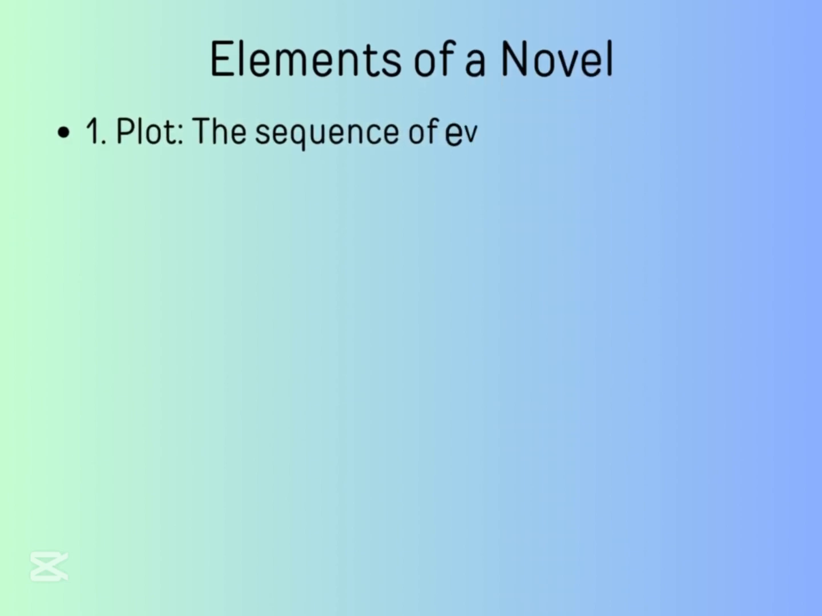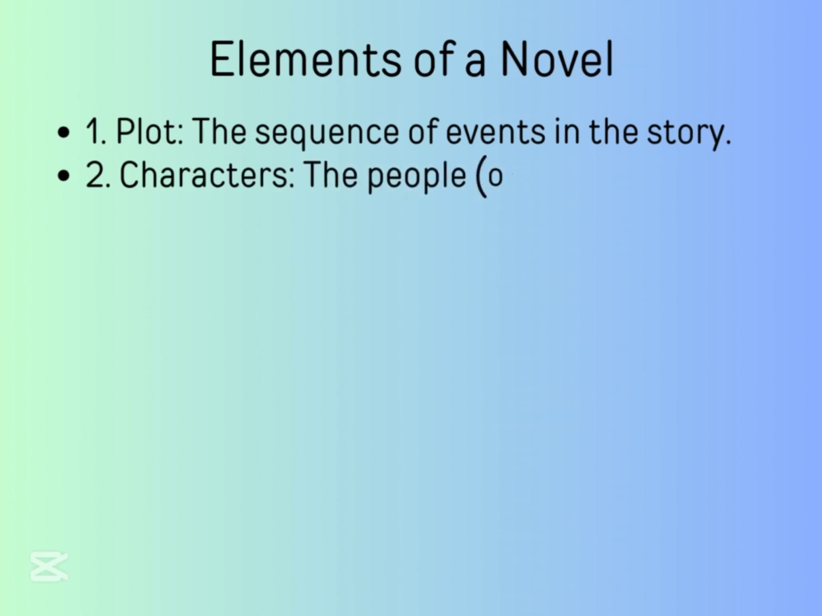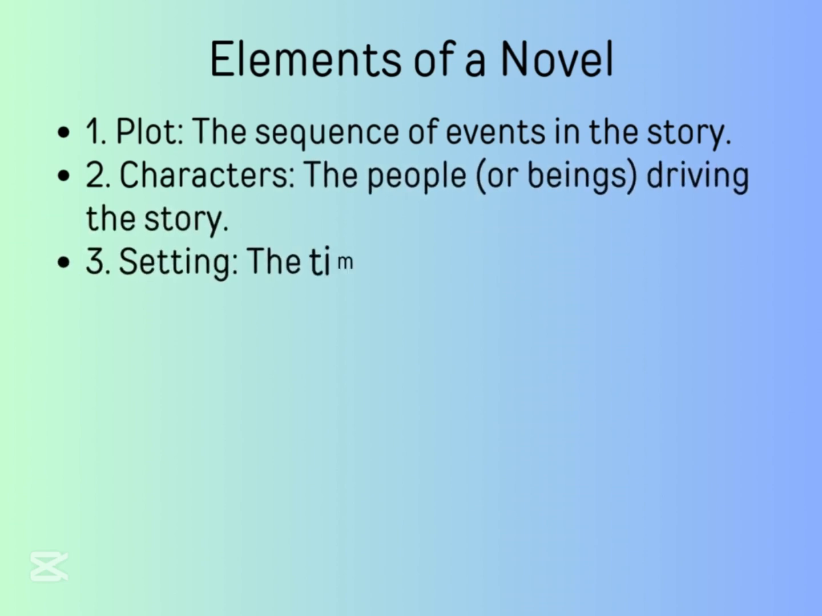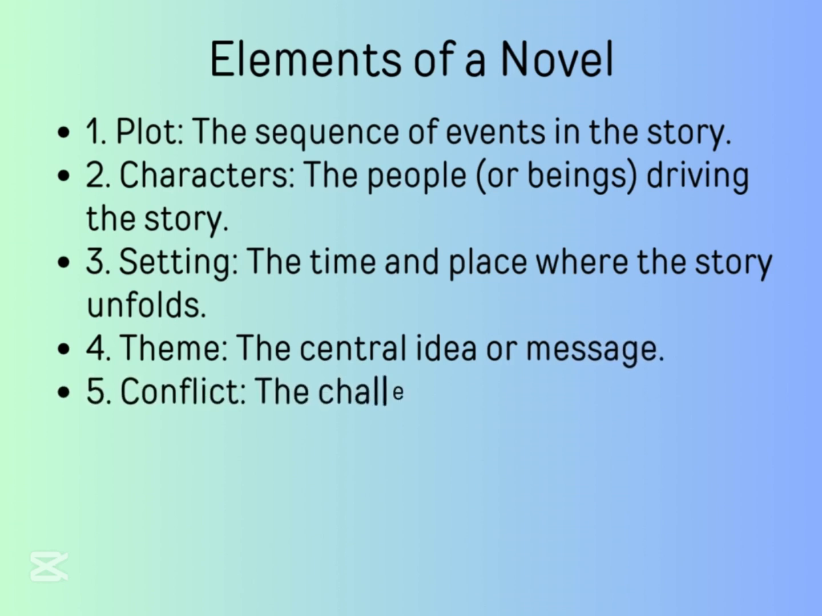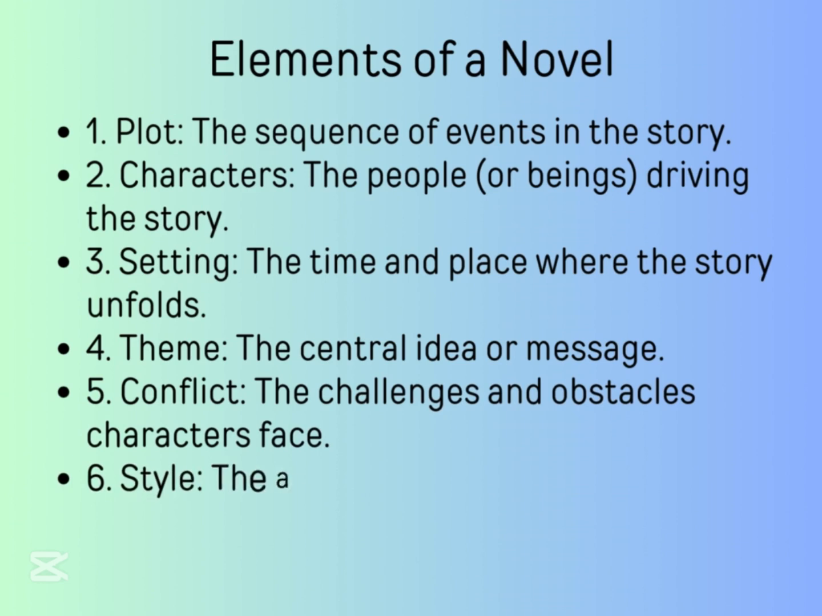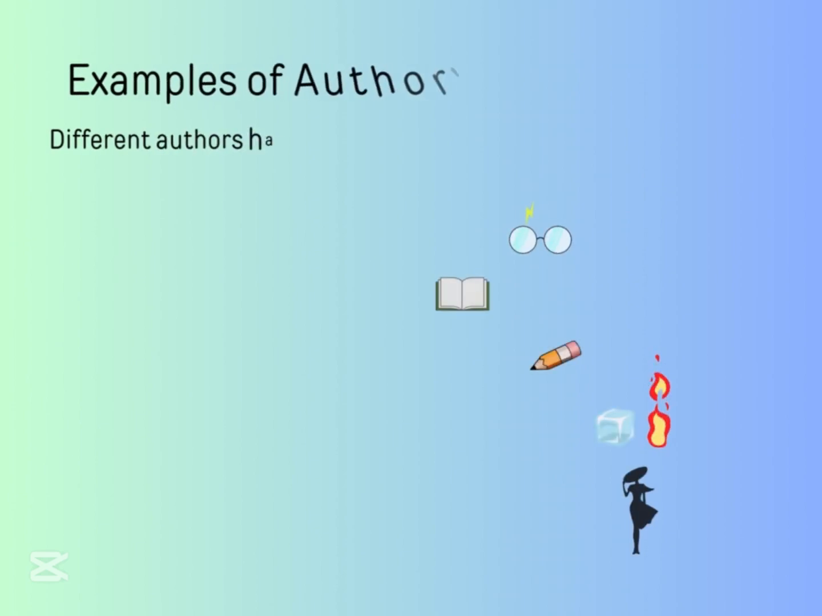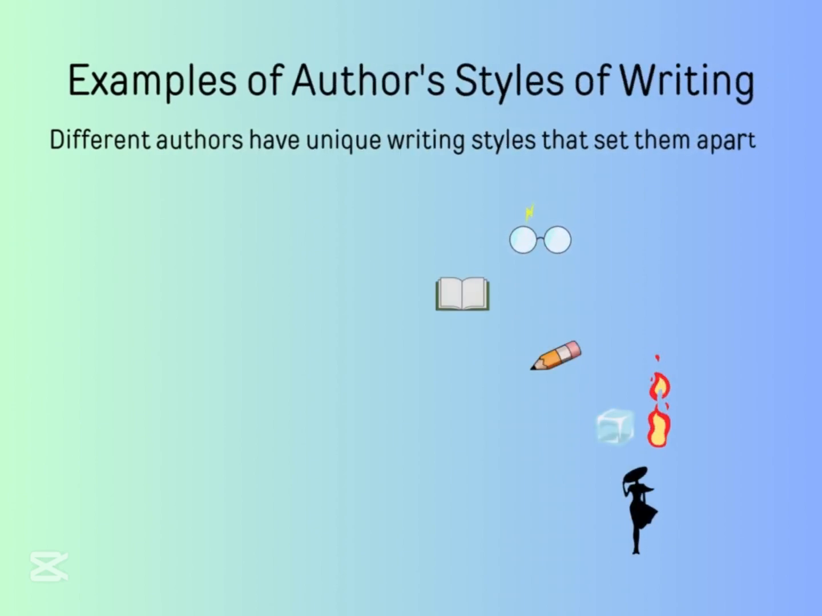Every novel has 6 essential elements. First, the plot, which is the sequence of events that make up the story. Second, the characters, who drive the story forward. Third, the setting or the time and place where the story takes place. Fourth, the theme, which conveys the central idea or message. Fifth, the conflict, representing the challenges faced by the characters. And finally, the style, which reflects the author's unique way of writing.